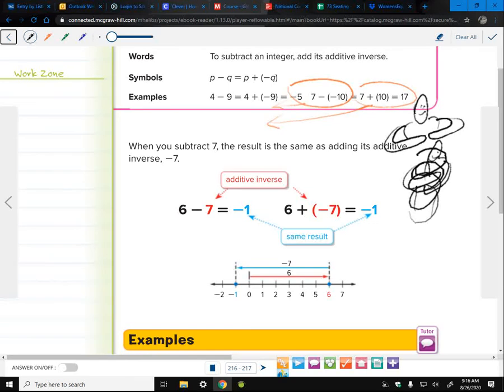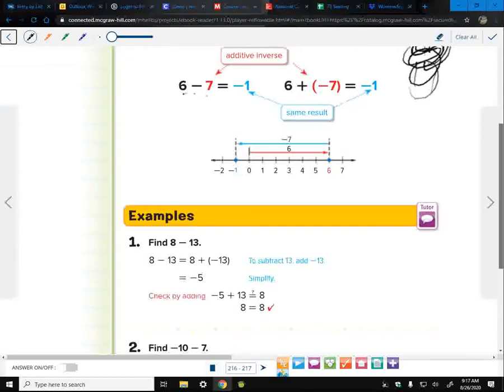We lost our hands. When you subtract 7, the result is the same as adding its additive inverse. So, as we were doing in the page before this, we have 6 minus 7 is the same thing as 6 plus -7. So we have the number 6 integer, and we are adding a negative to it.